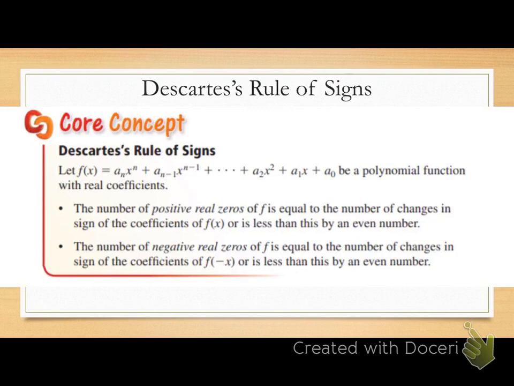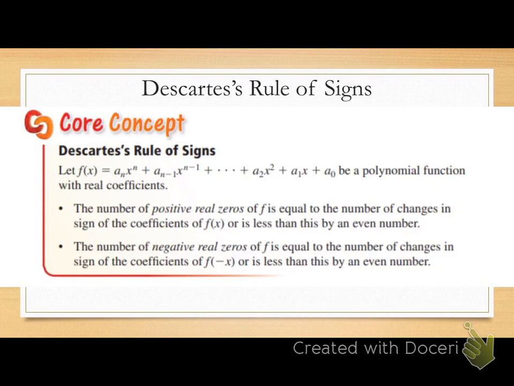The number of positive real zeros of f is equal to the number of changes in sign of the coefficients of f of x, or is less than this by an even number. Also, the number of negative real zeros of f is equal to the number of changes in the sign of the coefficients of f of negative x, or is less than this by an even number.